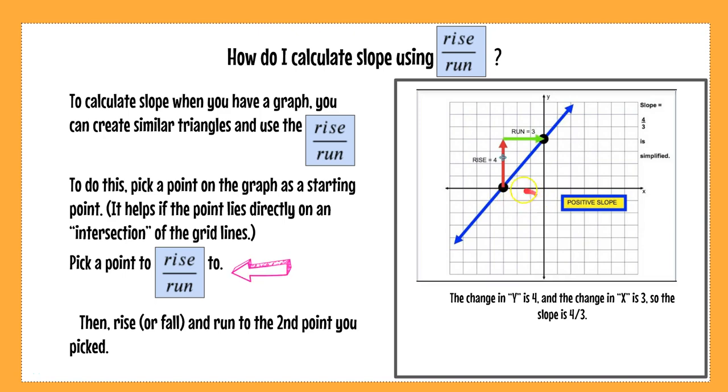So we're going to rise 1, 2, 3, 4. And then we're going to run 1, 2, 3. So my rise is 4. That's my change in y. My run is 3. That's my change in x. So the slope is 4 over 3.